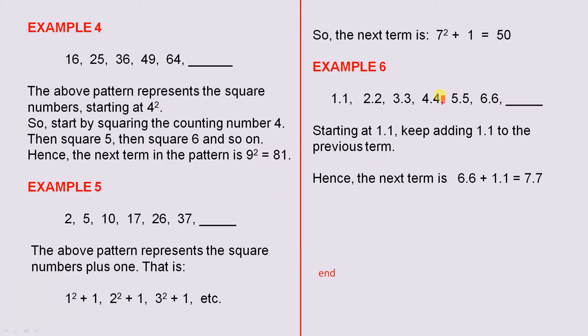Example 6, 1.1, 2.2, 3.3, etc. Starting at 1.1, keep adding 1.1 to the previous term. Hence, the next term is 6.6 plus 1.1, and that gives us 7.7.